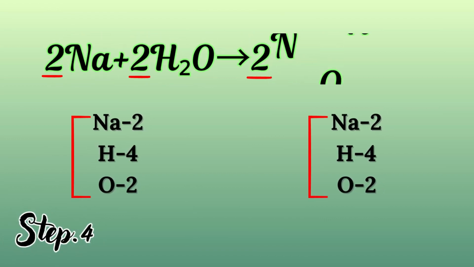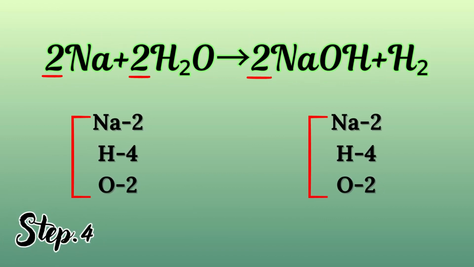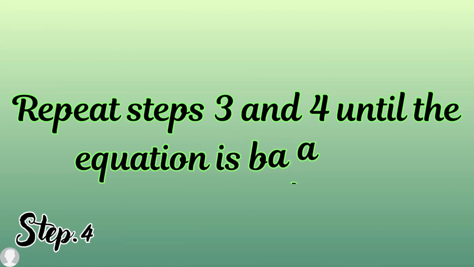Step number 4. Check that the number of atoms of each element is equal on both sides of the equation. Step number 5. Repeat steps 3 and 4 until the equation is balanced.